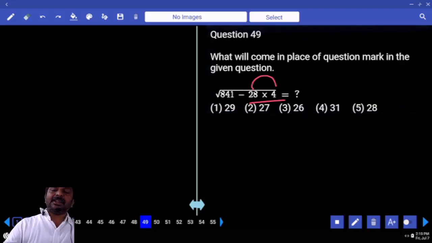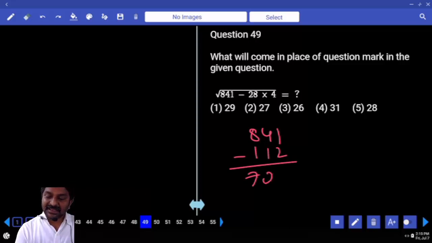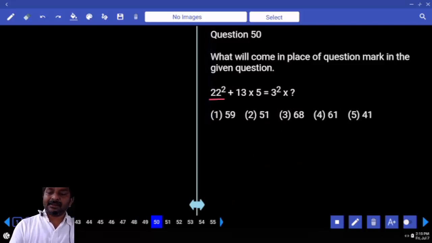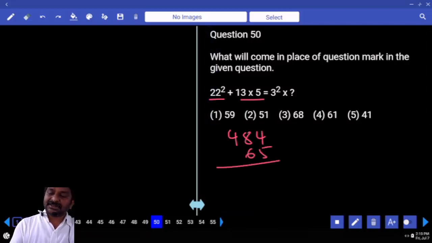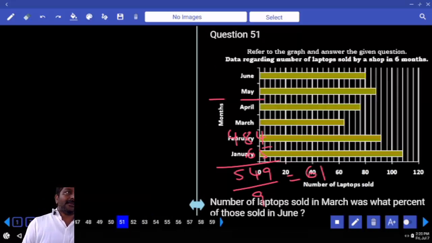Next. 28, 4 times. Reverse multiplication. 20 into 4. 8 into 4. 80 plus 32. From 841, if you subtract 112, it is 729. Under root of 729, 27. 22 square, 484 plus 65, this is equal to 549. And right hand side number 3 square comes to the left hand side. Answer 61. Right. Next enti. Next enti.